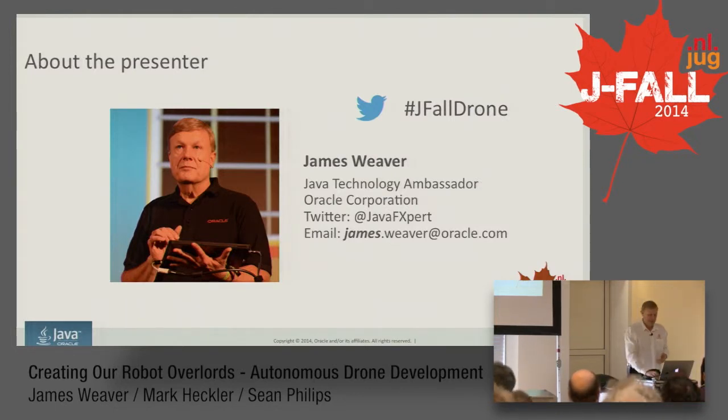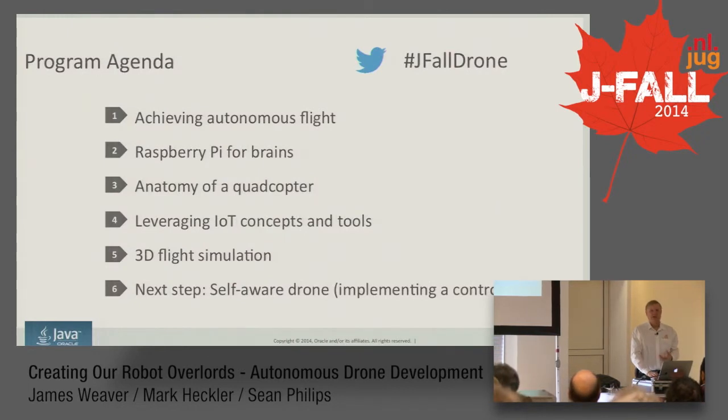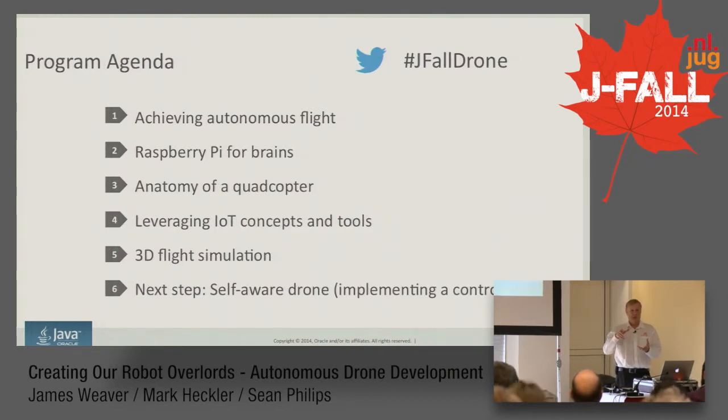We just love to come here. It's so neat. So I'm going to talk about drone development, and how we are achieving autonomous flight with it. We'll talk about the Raspberry Pi. You've heard of the Raspberry Pi. We put a Raspberry Pi on the drone and made it the brains of the drone. Then we're going to tell you a little bit about the quadcopter, how this ties things together, and some of the tools. Then we'll bring into the mix some 3D flight simulation using JavaFX 3D. And then talk about some of the next steps that we're going to do to make it more autonomous.